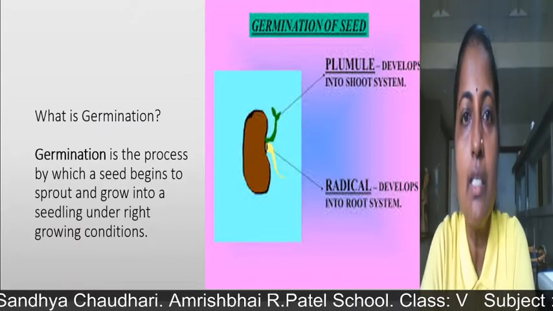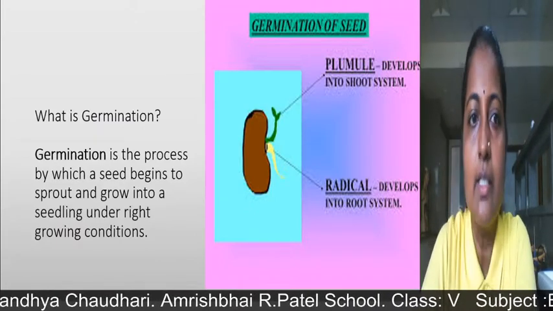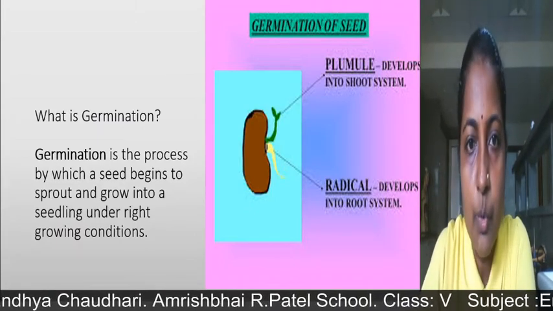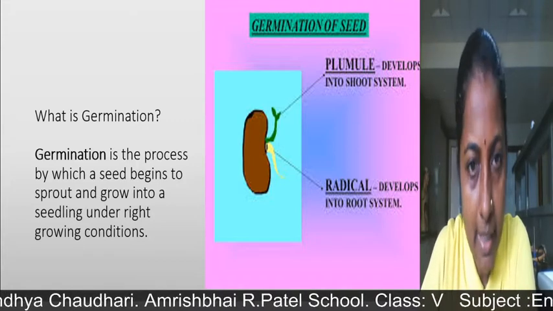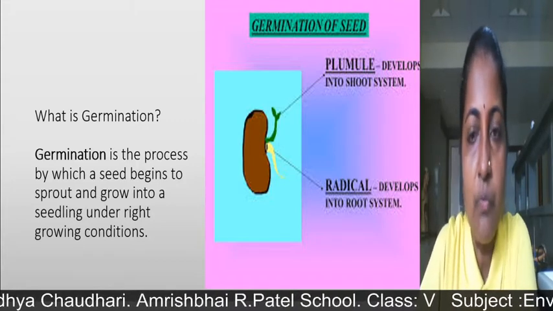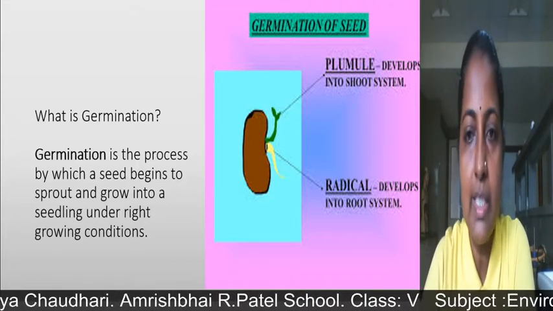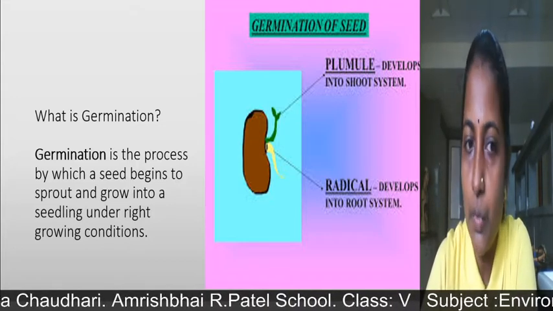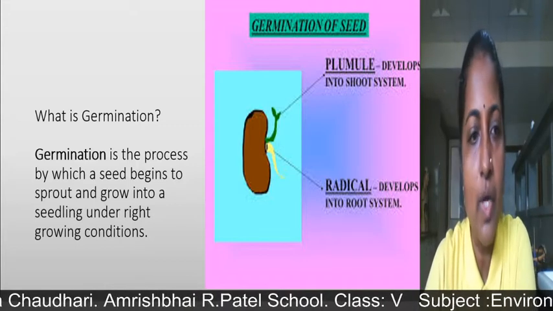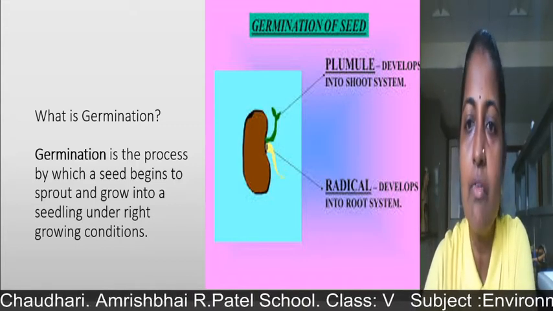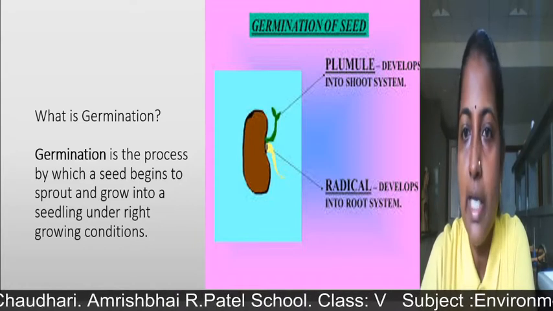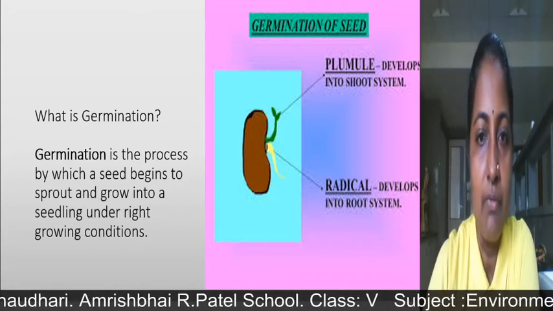After that we will see what germination of a seed is. Here you can see in the diagram, the plumule is there and the radicle is there. So first we will see what germination is. Germination is the process by which a seed begins to sprout and grow into a new seedling under the right growing conditions, and we will see those favorable conditions, air, warmth, water and so on, after this topic.